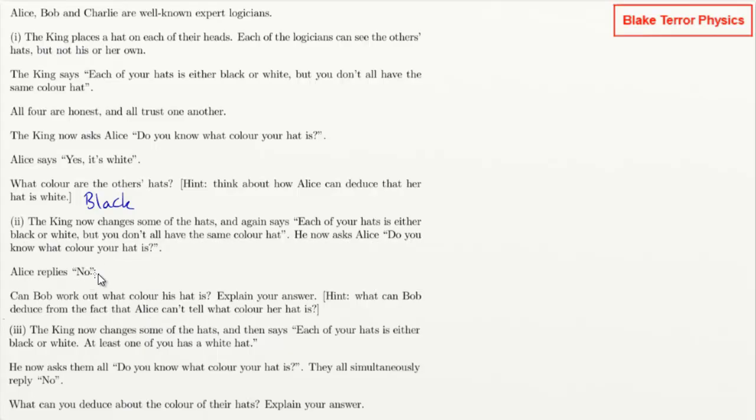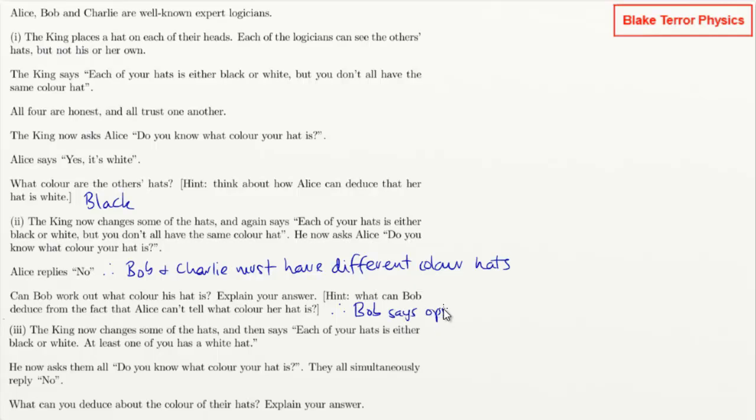Right, so if Alice says no, therefore Bob and Charlie must have different colour hats. So Bob knows that he's got a different colour to Charlie. Therefore Bob says the opposite of what he sees on Charlie. Okay, so that's fine.